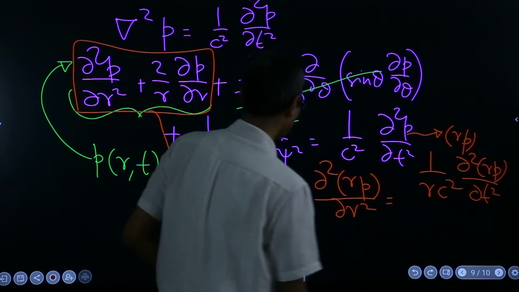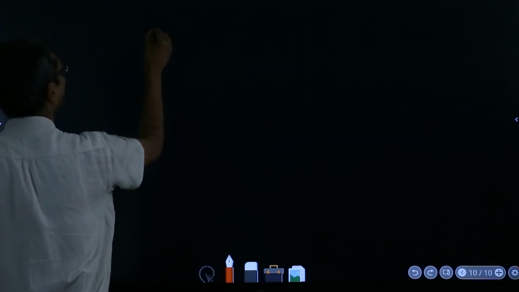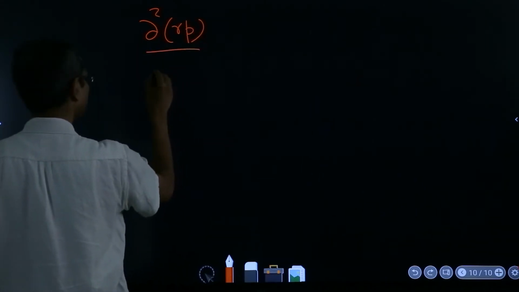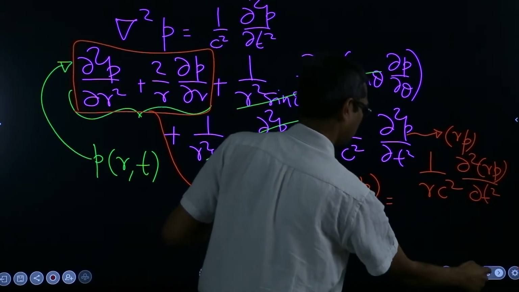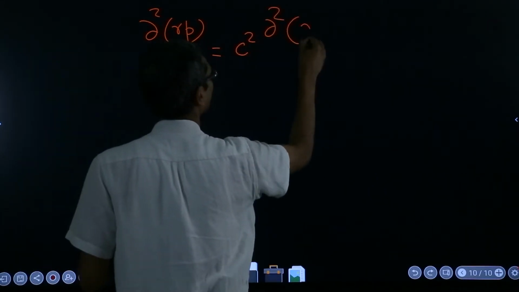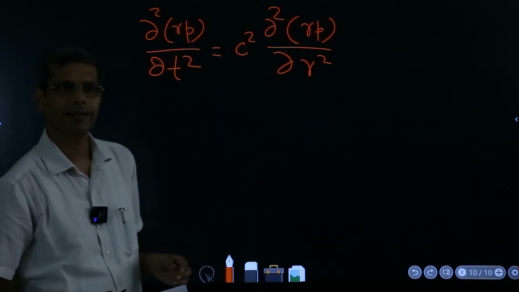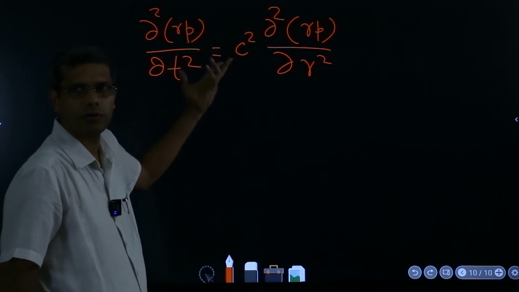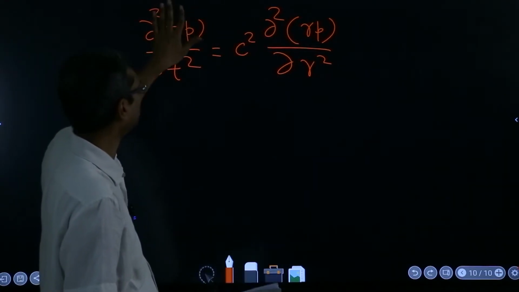Now if you equate them, you come to the point where you have d square of rP with respect to t square equal to c square times d square rP by dr square, right? And this equation is exactly the one which we had solved earlier. So the only change is that in place of P we have rP.